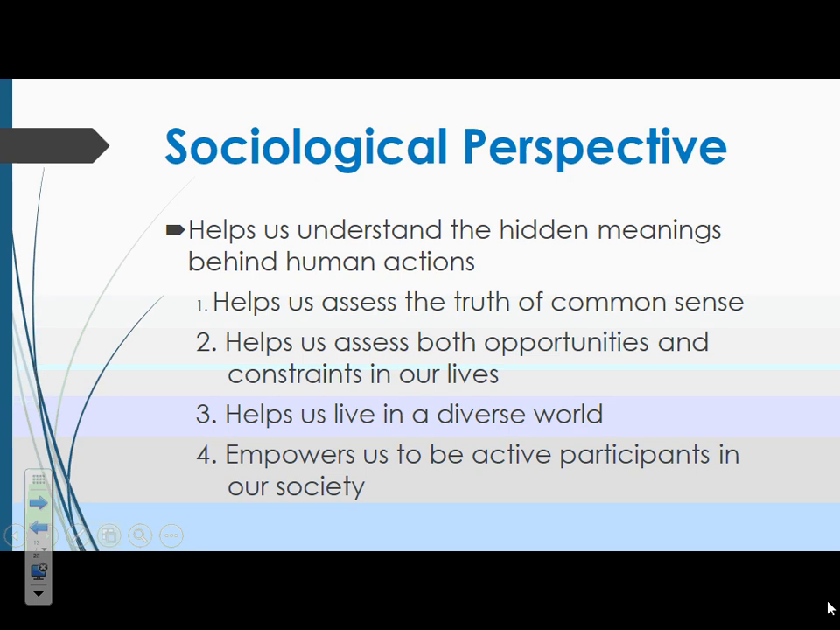So sociological perspective helps us understand the hidden needs behind our actions. In some cases, we know what they are. Nobody else might, but we know. But in some cases, we may not even know why we do some of the things we do.